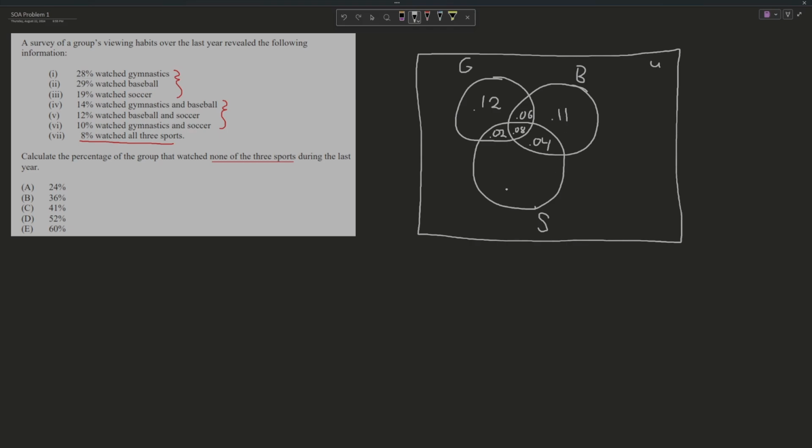And then for soccer, we end up doing the same. We add up these three values and subtract them from our 19%. And that ends up giving us 5%. Now the question asks for none of the three sports. So that's asking us for this value.